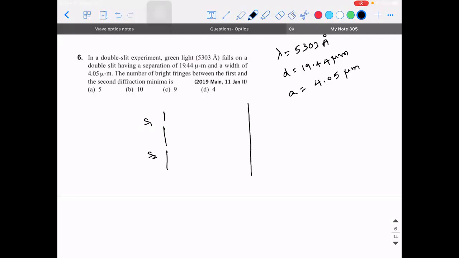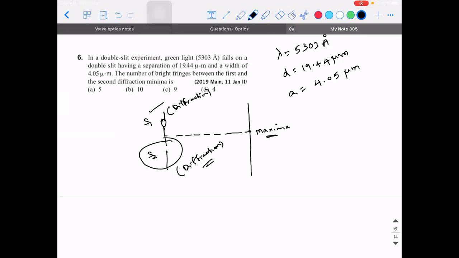Now, when you take each slit, we never speak about the width of a slit in the case of the double slit experiment. Now, if I forget about S2 and treat S1 alone as a single source, then the light passing through S1 will undergo diffraction. Similarly, the light passing through S2 will also undergo diffraction. So this is the maxima, whether it is going to be a diffraction pattern or an interference pattern.